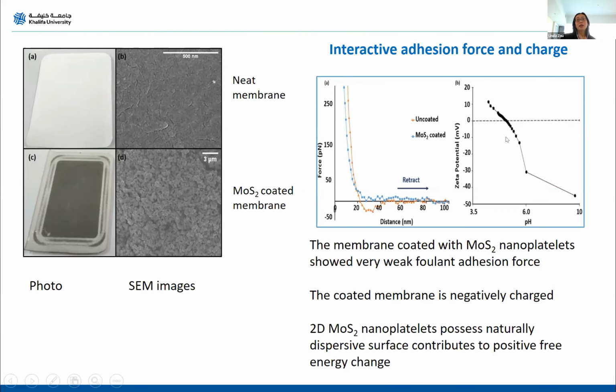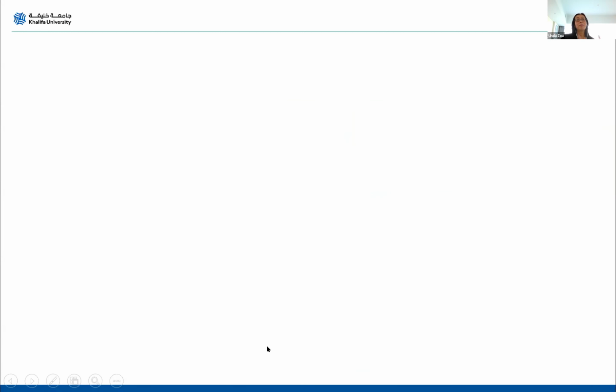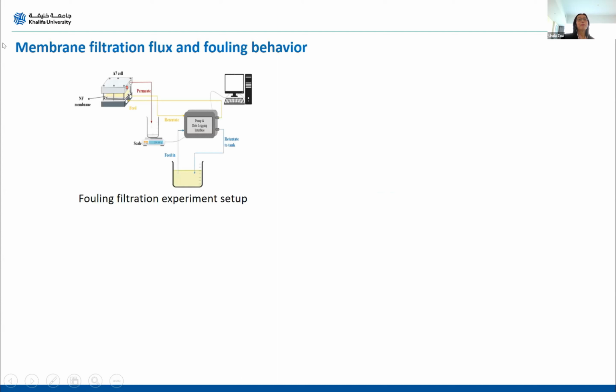So the right side is a zeta potential, streaming zeta potential. The coated membrane surface is negatively charged at normal pH, like 7. These 2D MoS2 nanoplatelets possess naturally dispersive surface tension, which contributes to positive free energy exchange, in favor of anti-fouling, or fouling resistance. So this is the underlying mechanism of this material.